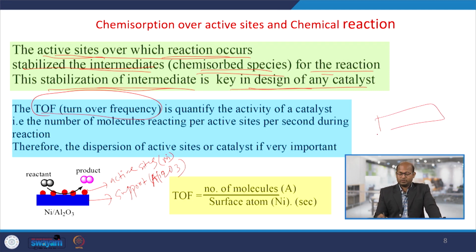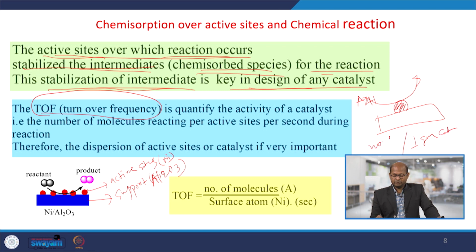Say we have taken one active site, and we are passing reactant molecules through that. If we know per gram of the catalyst how many active sites are present, meaning in 1 gram of catalyst how many active sites, that we can measure experimentally and evaluate. So, a number of active sites are present.